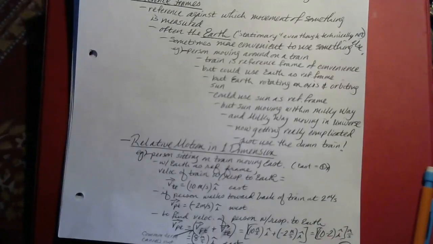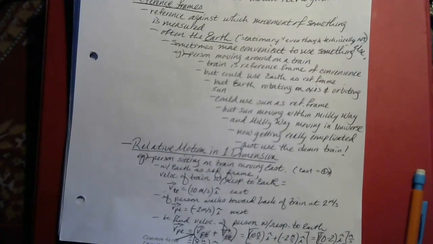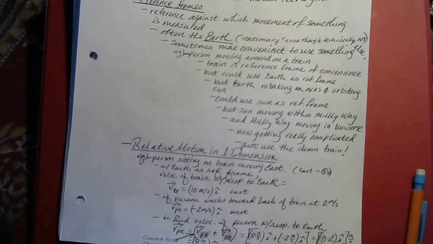When you're using reference frames, you will relate motion to the primary reference frame, but then you can relate that reference frame to a different reference frame. And that ends up relating the original motion to the secondary reference frame. It's like what I was saying about relating your motion to the train's motion and relating the train's motion to the Earth's motion. That way you can relate your motion to the Earth.